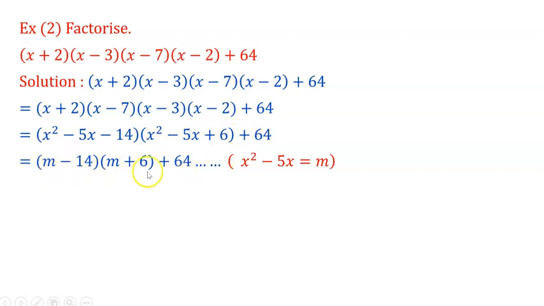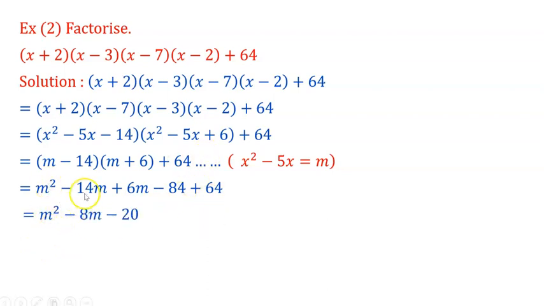Okay. Now the product of these two terms: m into m is m square, m into 6 is plus 6m, minus 14 into m is minus 14m, minus 14 into 6, then here you will get minus 84 plus 64. And the next simplification: m square minus 14m plus 6m, you will get here minus 8m, minus 84 plus 64, you will get minus 20.